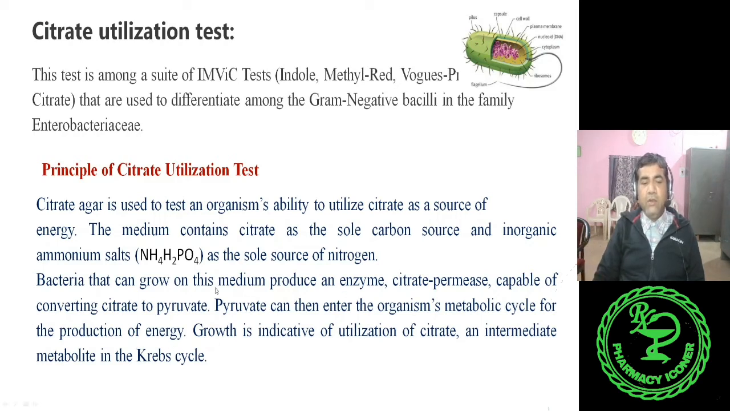So now, if bacteria can grow in this media, that means they are using citrate permease, which is present in those bacteria capable of converting citrate to pyruvate. Pyruvate can then enter the organism's metabolic cycle for the production of energy. Growth is indicative of utilization of citrate, an intermediate metabolite in the Krebs cycle.